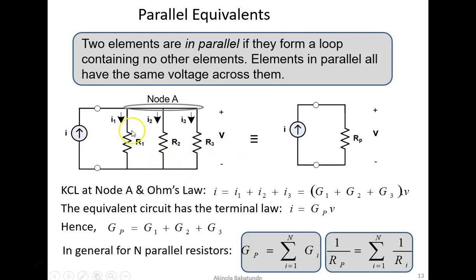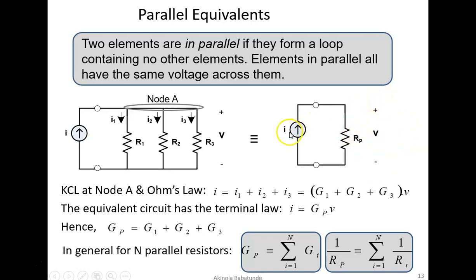So hence we can represent this equivalent circuit as Rp. Since R1, R2, and R3 are connected in parallel, we can represent the equivalent resistors with one resistor Rp. So this is an equivalent resistance of this entire circuit, and it is called Rp. And that would also be seeing the same voltage.